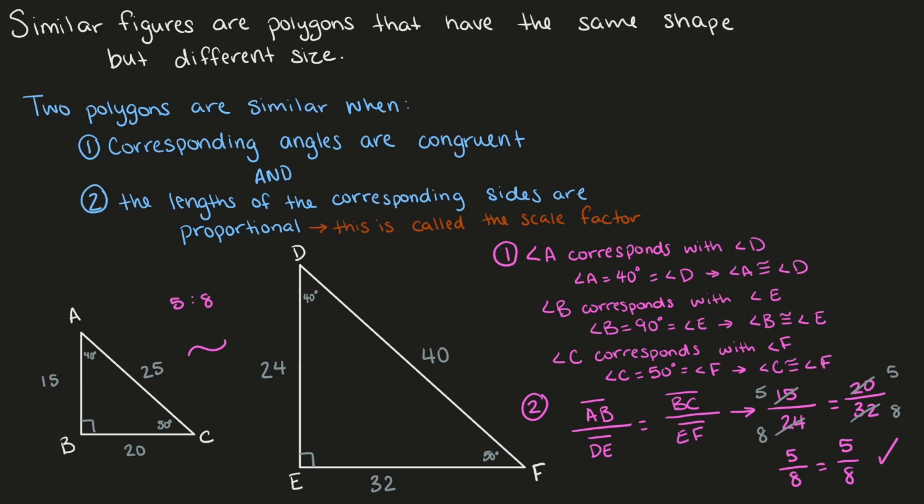So basically, our smaller triangle is 5/8 the size of our bigger triangle. If you take any of the sides on our bigger triangle and multiply that by 5/8, you'll get the length of the corresponding side on our smaller triangle.